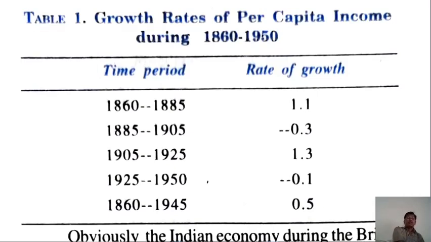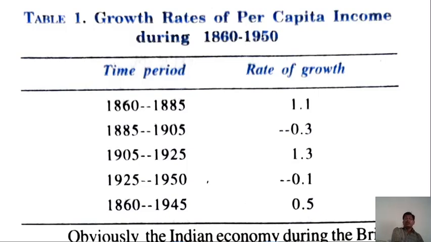Here, the time 1860 to 1885 is 25 years, with a rate of 1.1. This rate is pre-independence. Second, 1885 to 1905, minus 0.3. Here, for 20 years, the per capita income growth is negative, at 0.3.